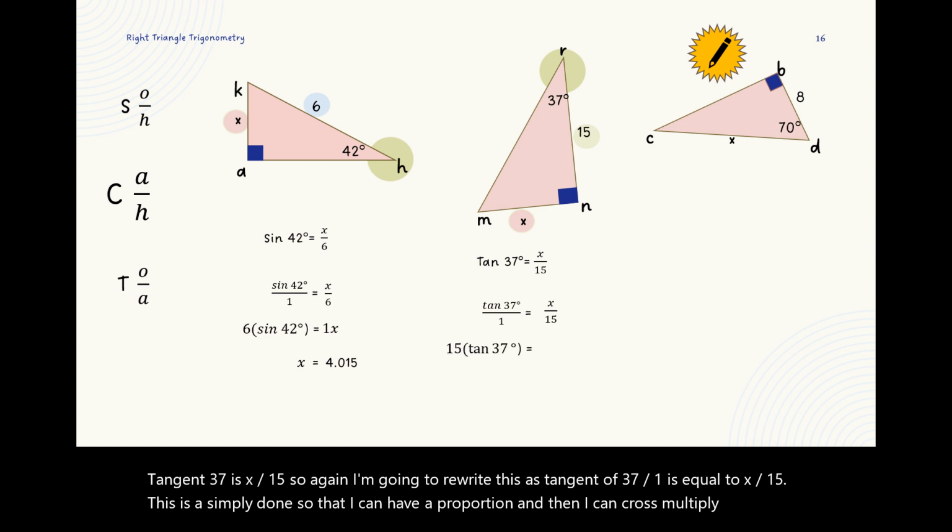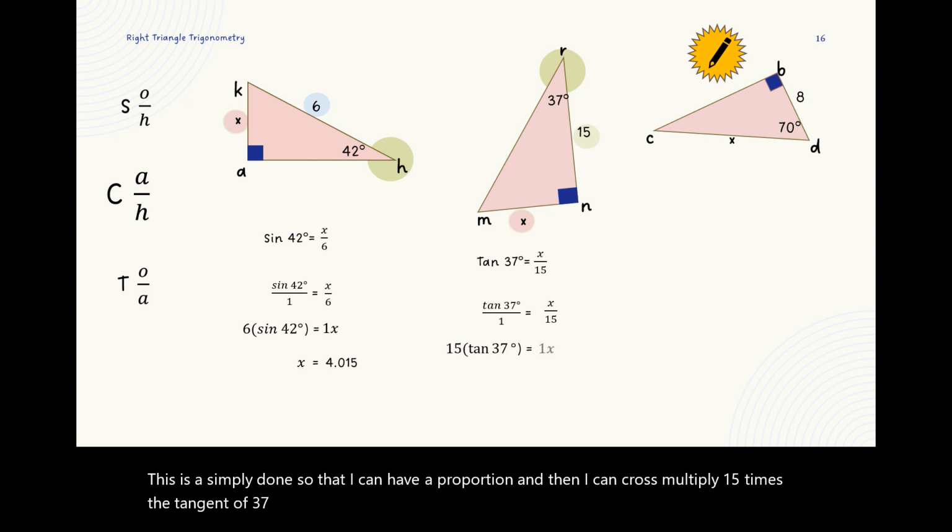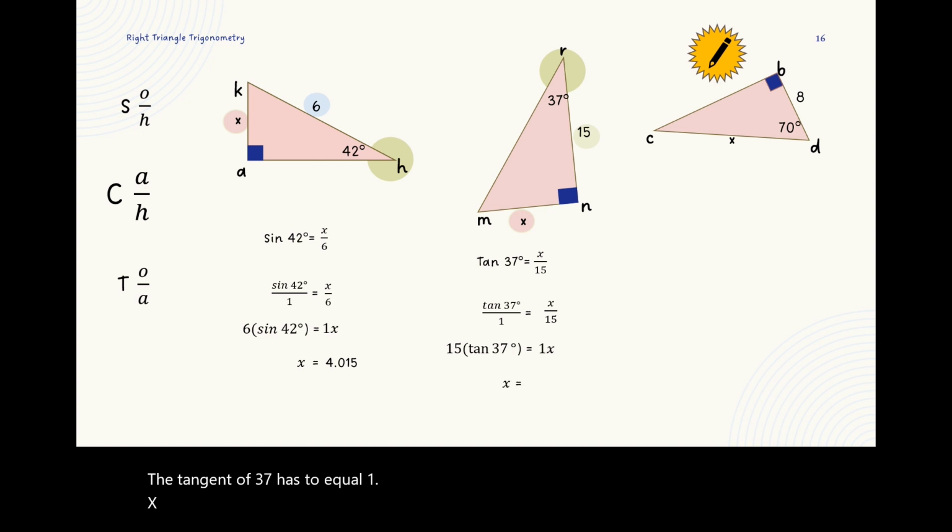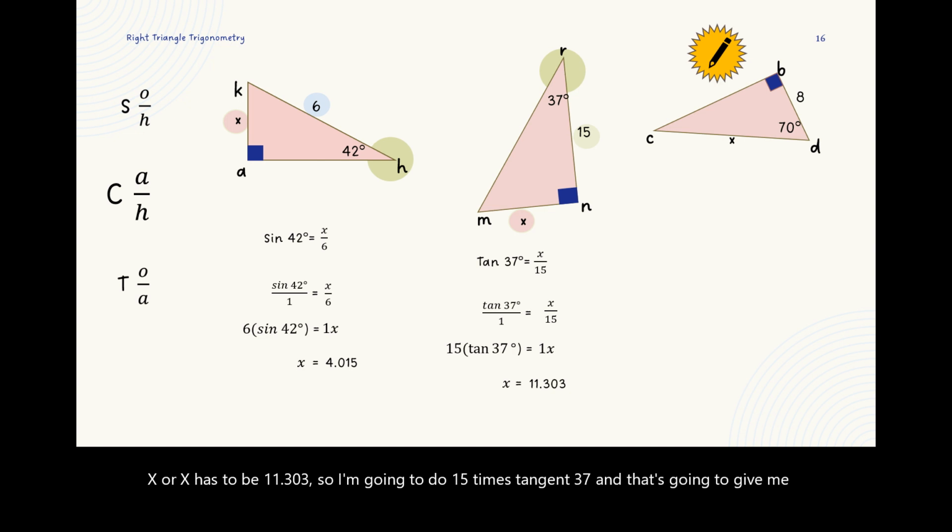15 times the tangent of 37 has to equal 1x, or x has to be 11.303. So I'm going to do 15 times tangent 37, and that's going to give me 11.303. And the value of x has been found.